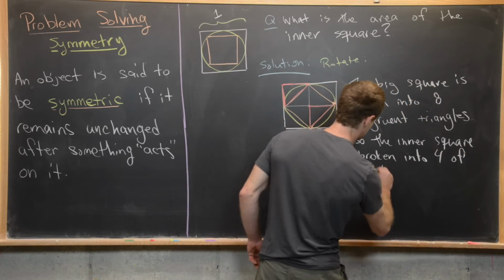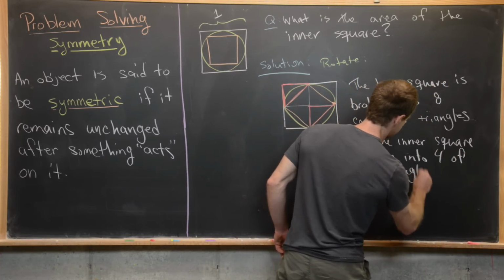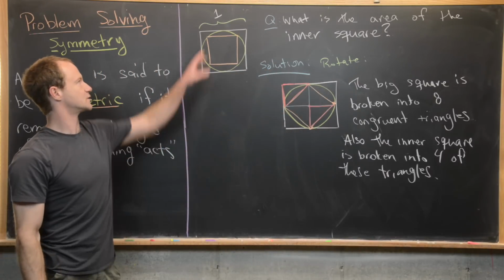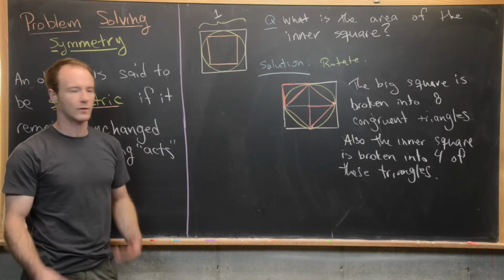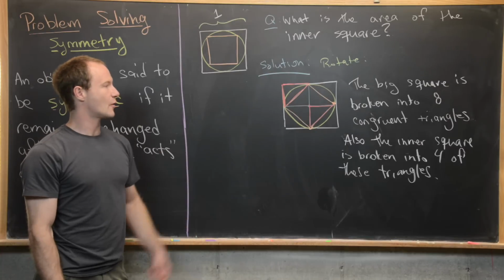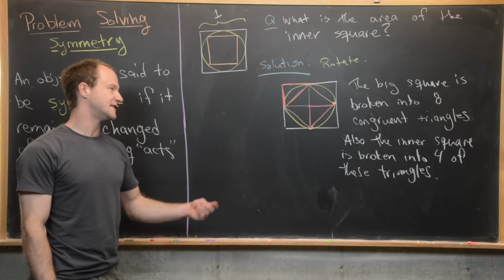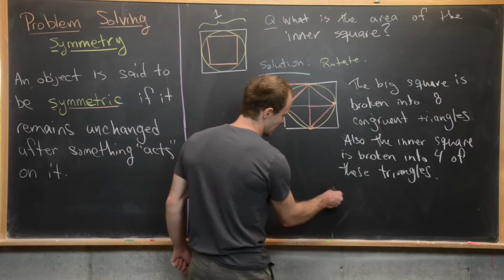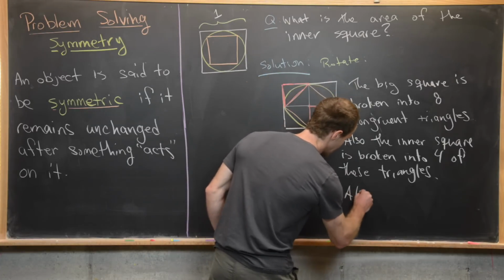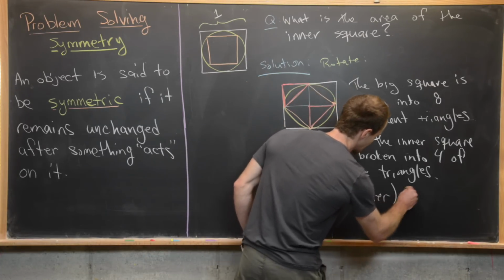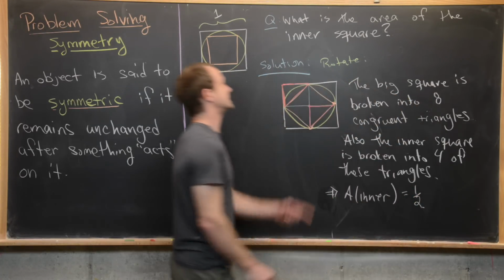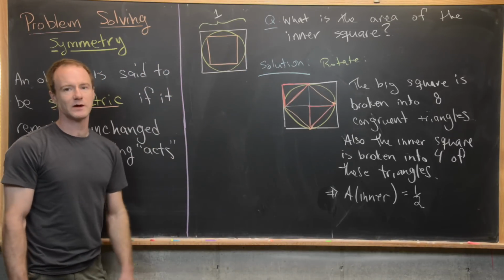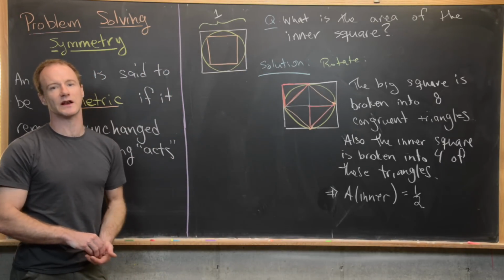These triangles. But we know the area of the outer square is 1 because this thing has side length 1. 1 times 1 is 1. By the way that we've broken these squares up, we can see that the area of the inner square is 1/2 the area of the outer square. That tells us that the area of the inner square is equal to 1/2, because the area of the outer square is 1. Okay, so that's good for this problem. Let's go ahead and clean up this board and we'll look at another one.